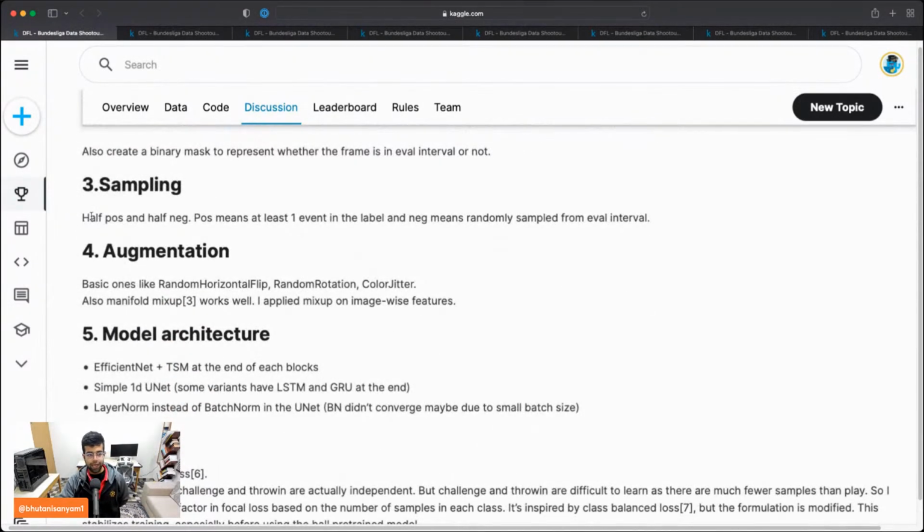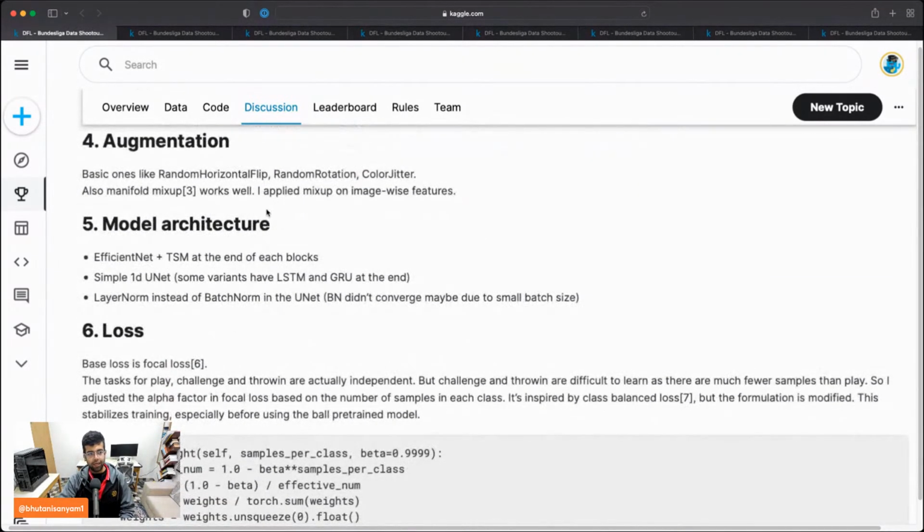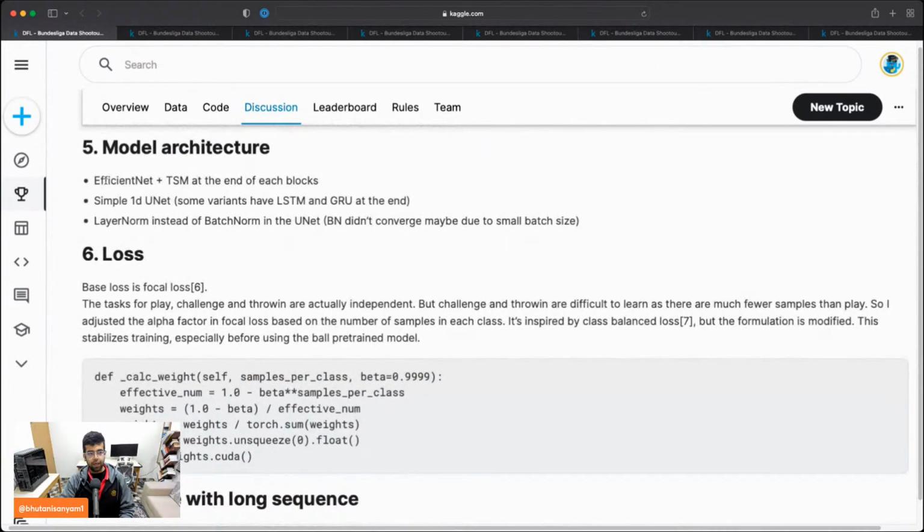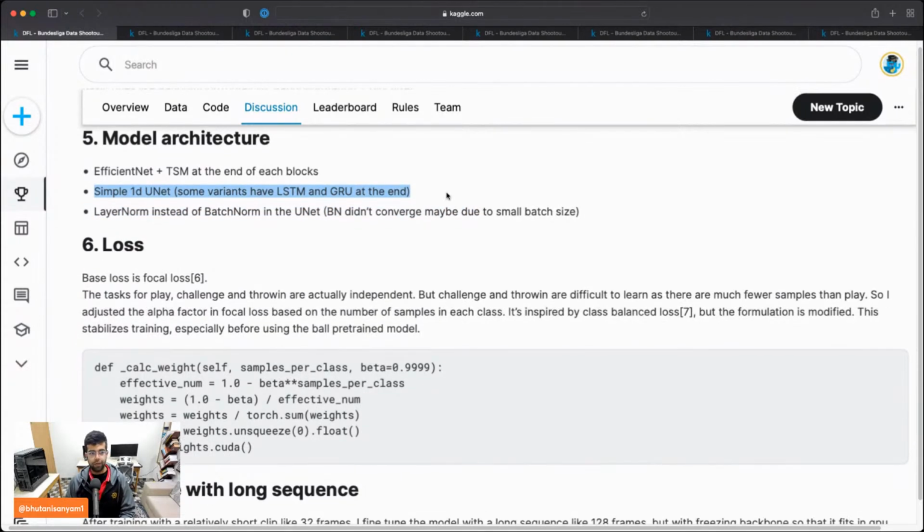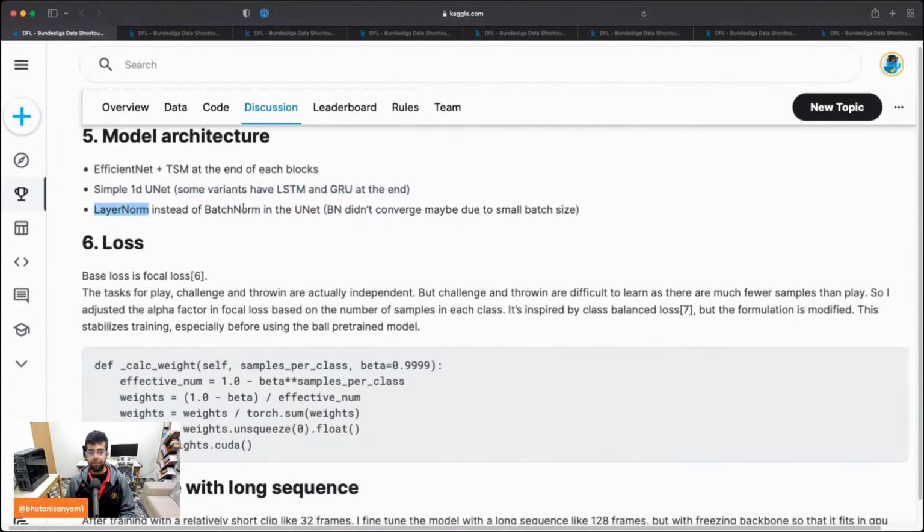For sampling, he had half positive and half negative examples. Positive means at least one event, and negative means randomly sampled from the interval. He shares the augmentation. Nothing crazy stands out here. The model architecture again is EfficientNet plus TSM. Simple 1D U-Net, some variants of LSTM and GRU, and he ended up using layer norm instead of batch norm in the U-Net. He says because batch norm didn't converge, maybe due to small batch size.